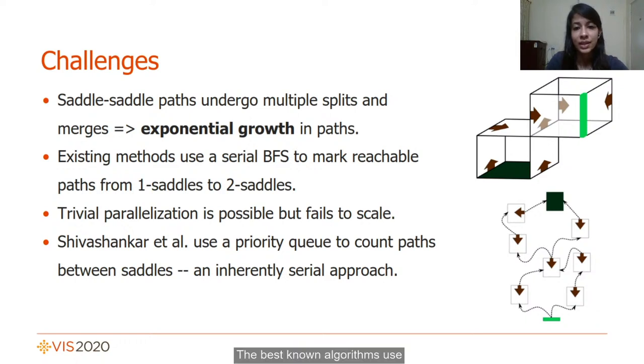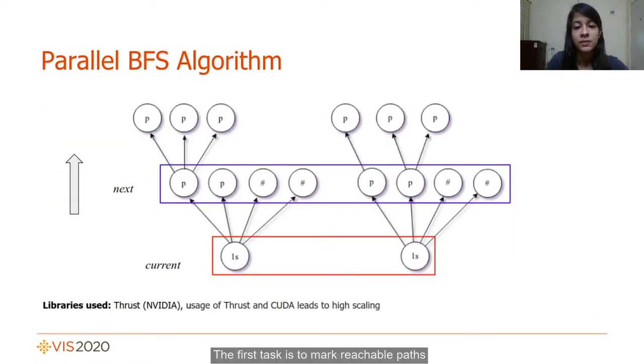The best known algorithms use serial variants of a breadth first search, with the fastest method making use of a priority queue. A trivial parallelization is possible, but this fails to scale well. Our work aims to improve upon these methods by introducing a parallel algorithm which reduces step 3 to an embarrassingly parallel task. The first task is to mark reachable paths between 1-2 saddle pairs by conducting a BFS traversal.